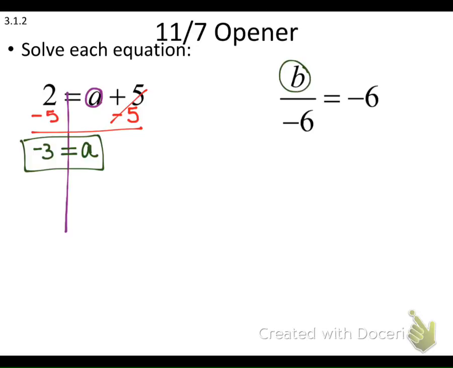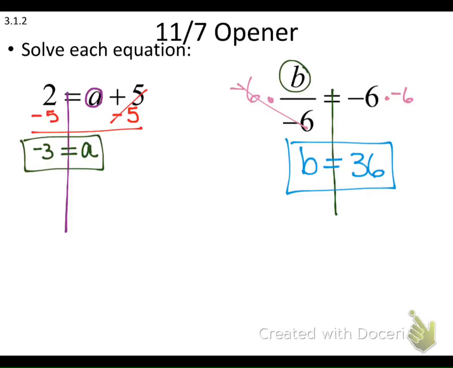So circle my variable, draw my line of equality. Jemiah, how do I get the variable b by itself here? So I'm going to multiply each side by what? Perfect. So multiply both sides by -6. That will cancel. On my left side, I'll have my variable b equals. And then Jemiah, what's -6 times -6? Perfect. Nice. And I'm going to box it. Any questions on the first two? No.